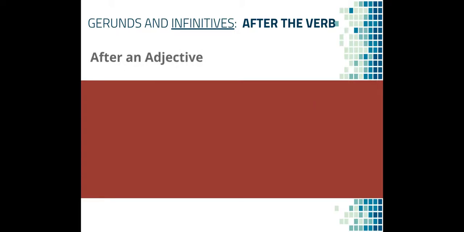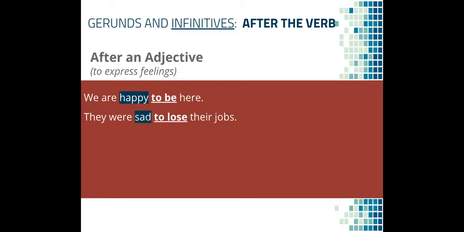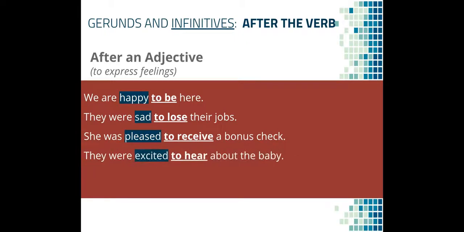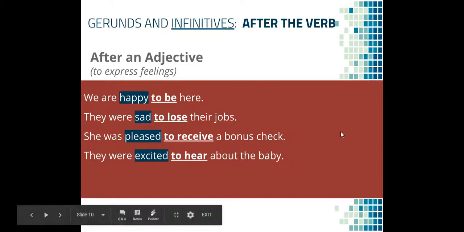Adjectives, though, only take infinitives. We do this to express how we feel about something. We are happy. Why? To be here. They were sad. Why? To lose their jobs. She was pleased. Why? To receive a bonus check. They were excited. Why? To hear about the baby. Right? Okay. So if you have an emotion, we're going to use to.